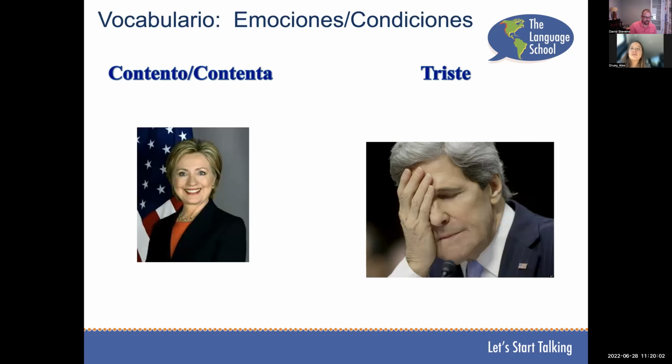Okay, we've got some new vocabulary to go over. Repite: contento, contenta. So what's the difference between contento and contenta? Boy versus girl. Male versus female, I guess, rather would be better. Triste. Either one. So remember, words that end with e typically don't change.